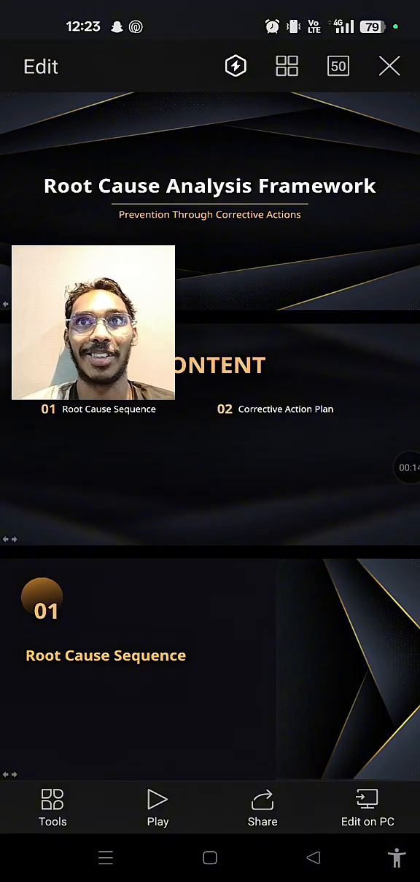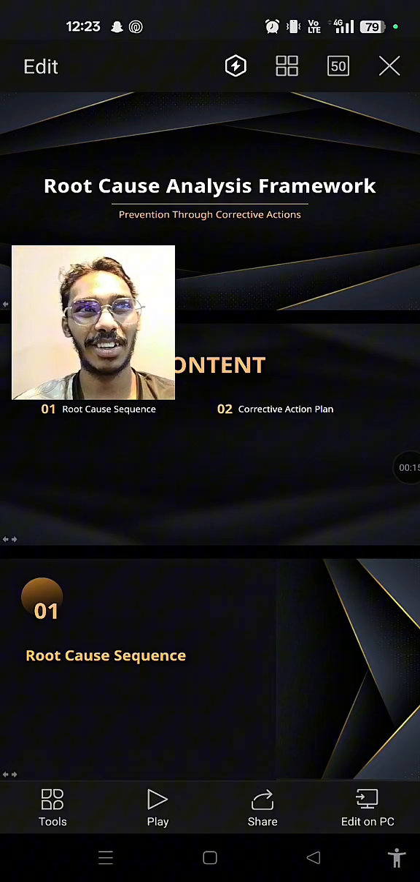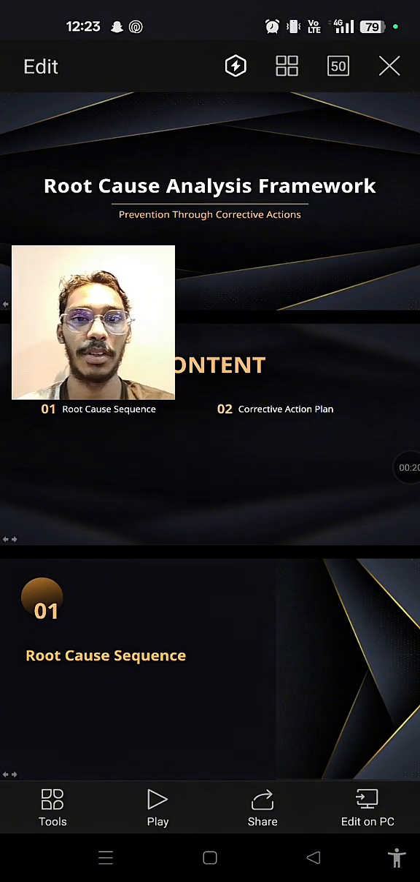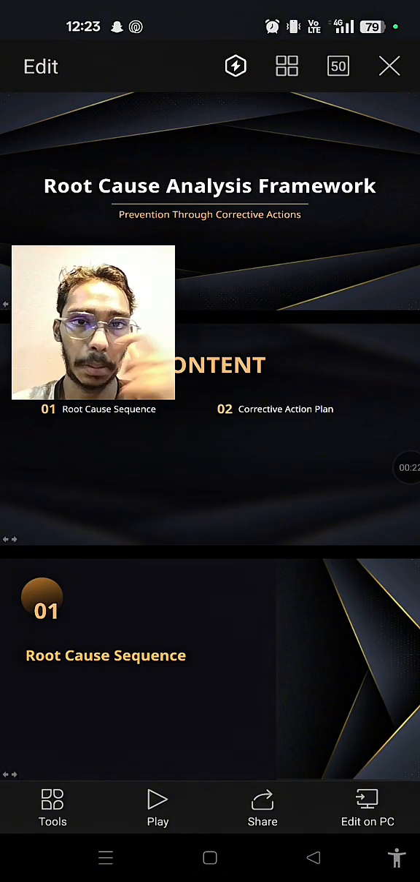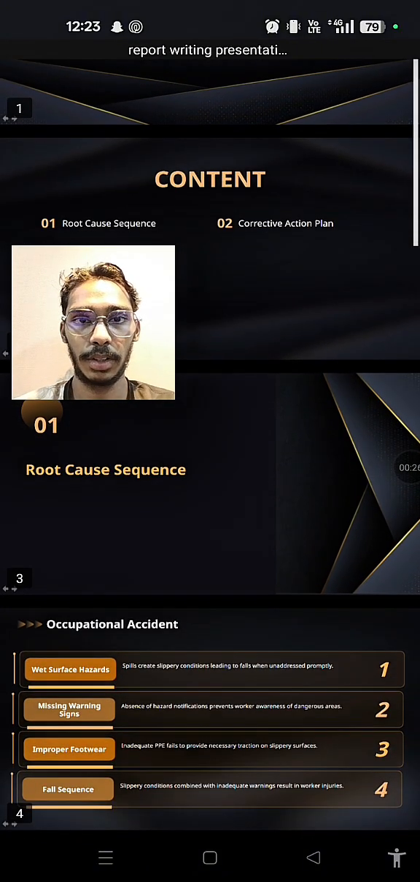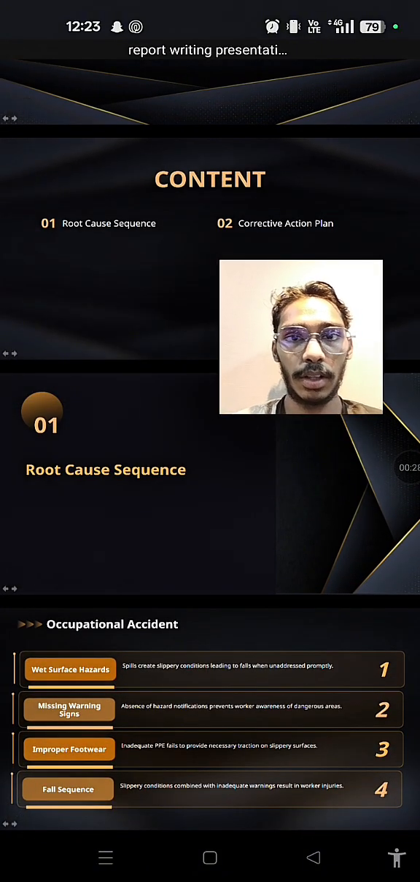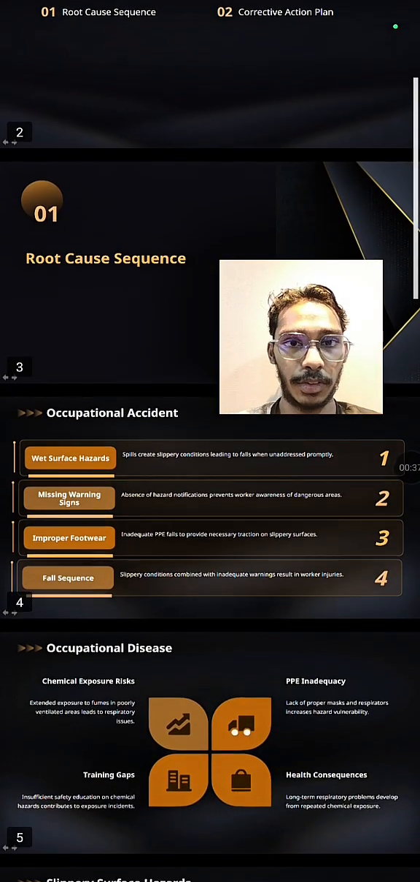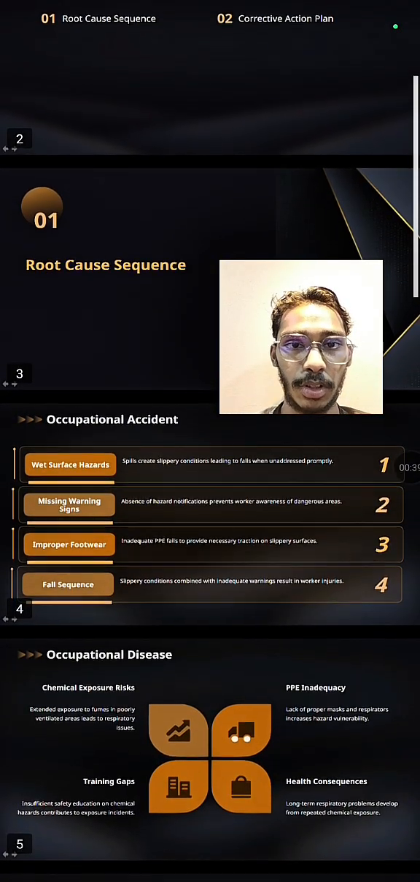I am in the college campus area on Audi 4 if I'm not wrong, and I'll be starting my presentation first. The main topic is root cause analysis framework. There are two contents: root cause sequence and corrective action plans. The first topic, root cause sequence.